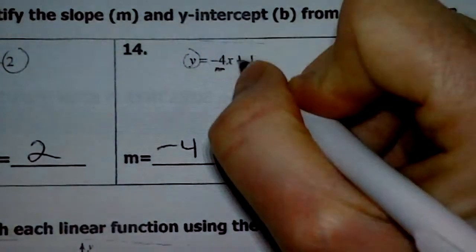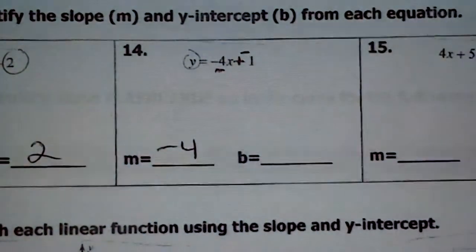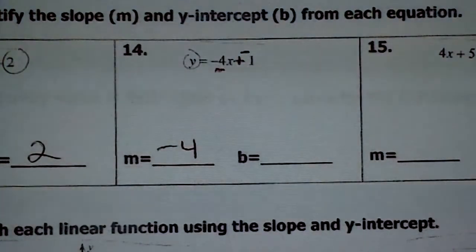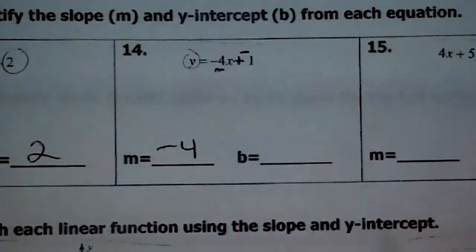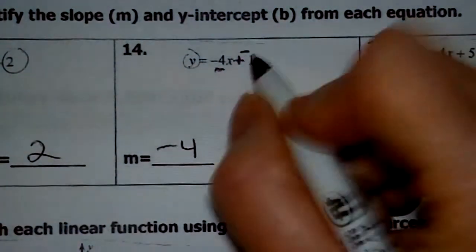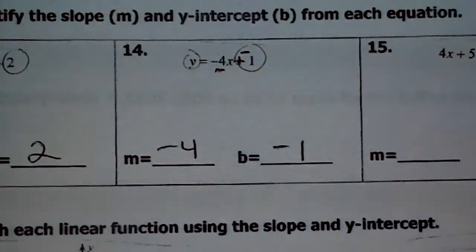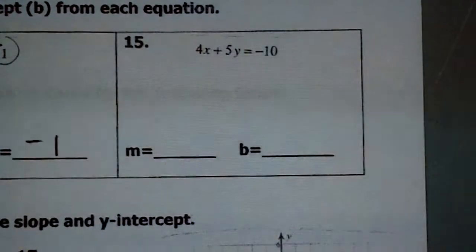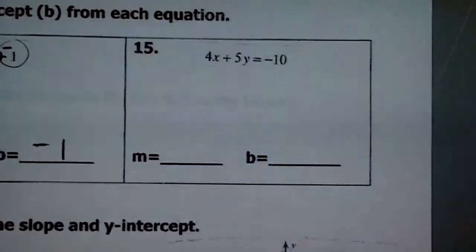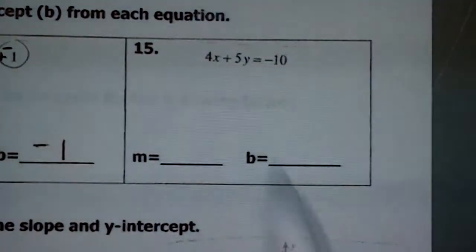You need to keep the sign, because subtracting 1 is the same thing as adding a -1. So subtracting 1 is the same thing as adding -1. That means the b of this, the number that's by itself, is actually -1. So you should always keep the sign. When you look at number 15, a lot of people on their test wrote, oh, the m is 4 and the b is -10. It's not.